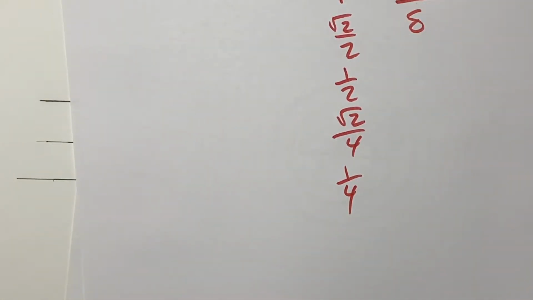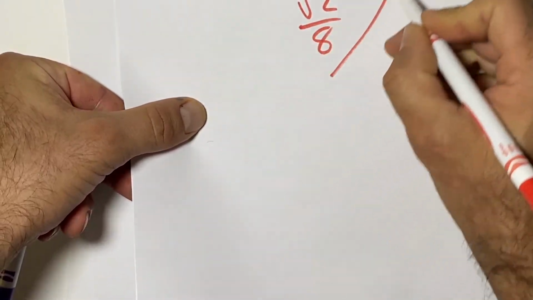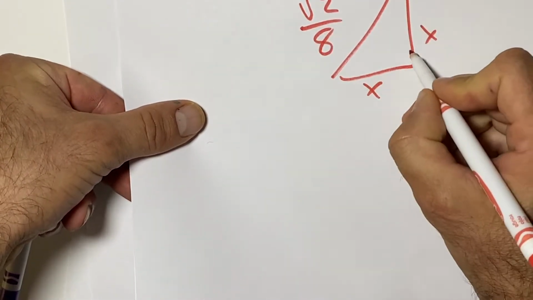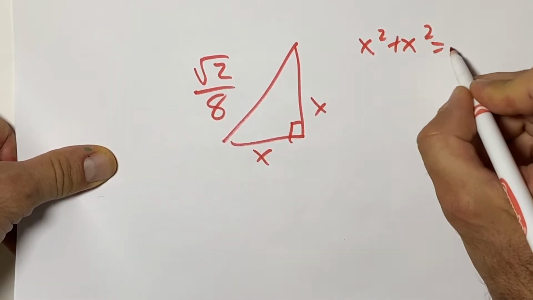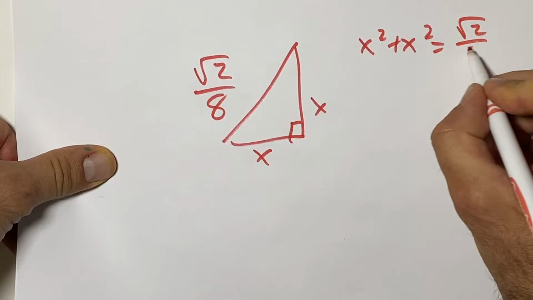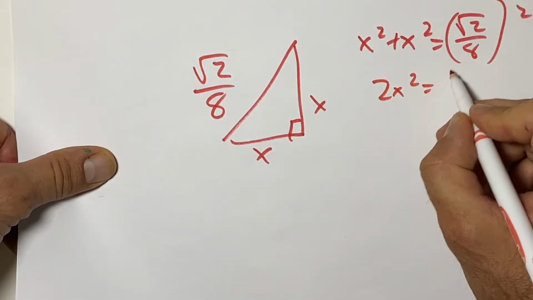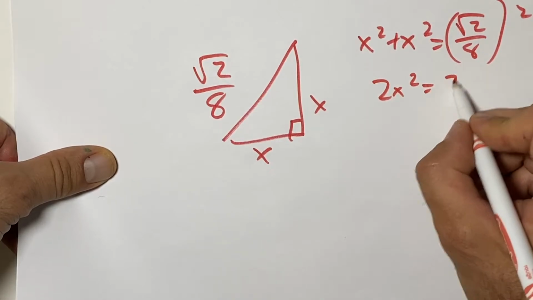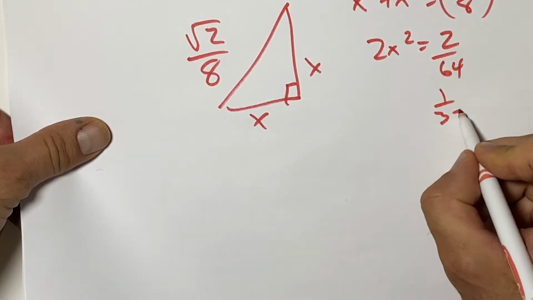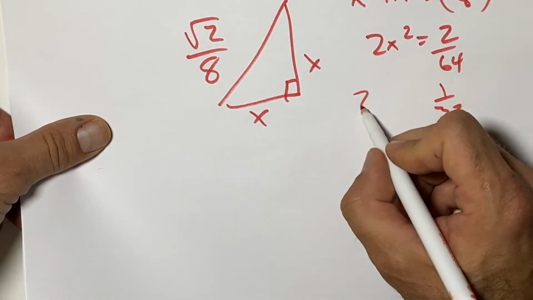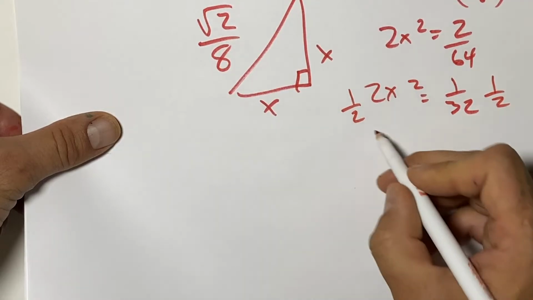I'll go ahead and I'll do it one more time. Now we have radical 2 over 8 as our hypotenuse. X squared plus x squared is 2x squared. Radical 2 over 8 squared. 2x squared is radical 2 times radical 2 is 2. 8 times 8 is 64. This reduces to 1 over 32. We multiply both sides by half.